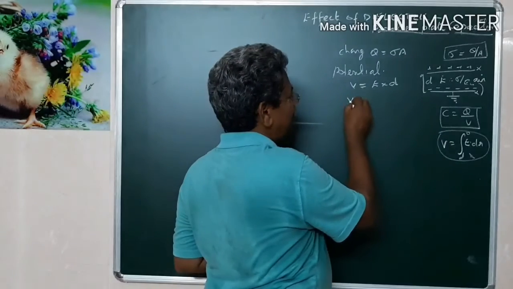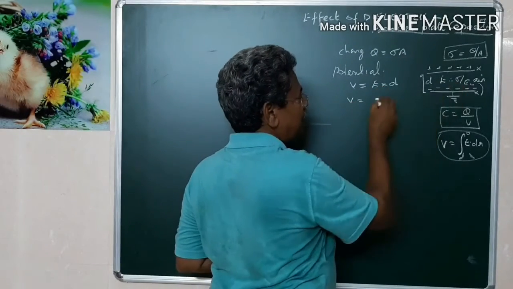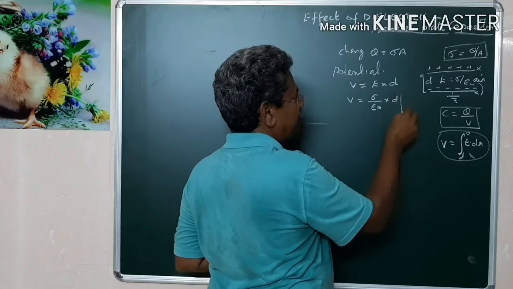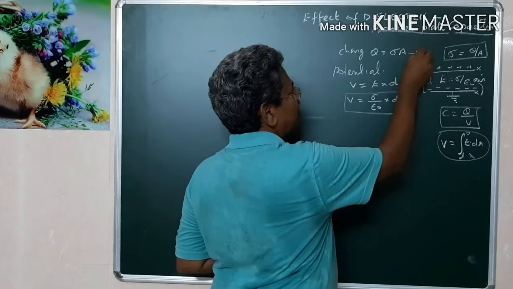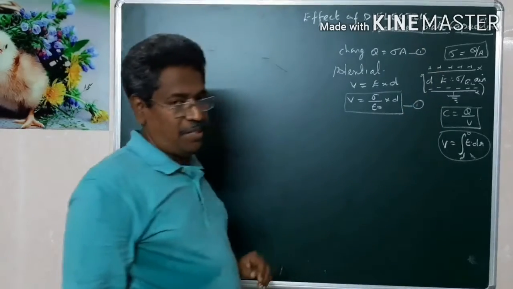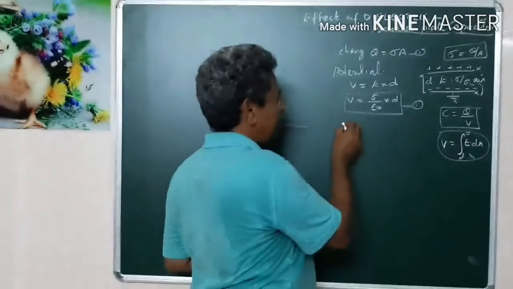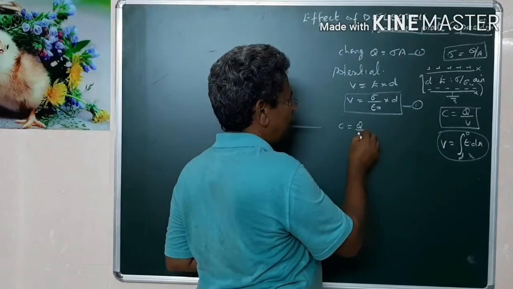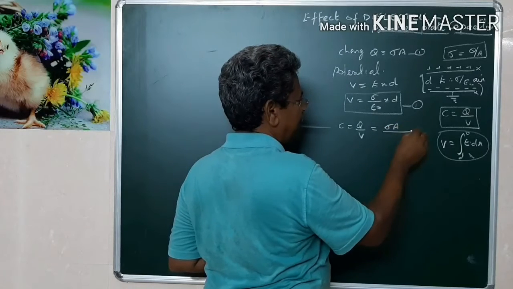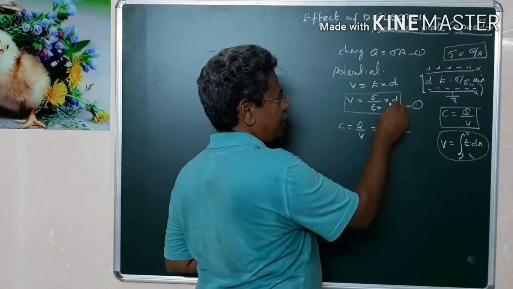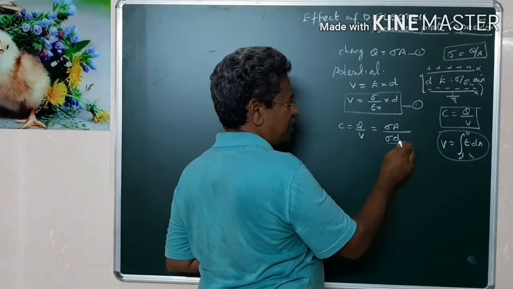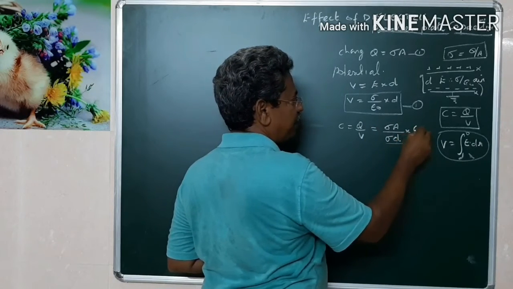Therefore, potential V is equal to the expression for E, which we derived from Gauss law as sigma by epsilon naught, into d. I know the expression for Q, and now I have an expression for V. Naturally, we can now derive the expression for C as Q by V. Q is given as sigma A. Now V is sigma into d, with epsilon naught in the denominator. This can be taken as the numerator.